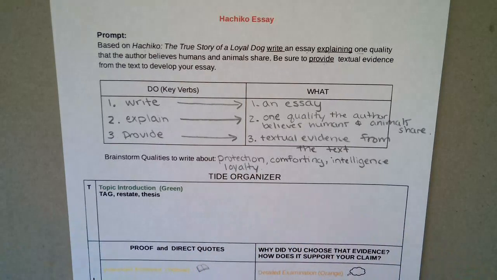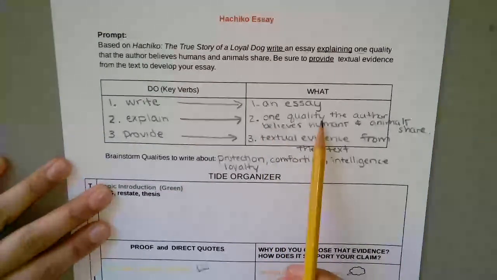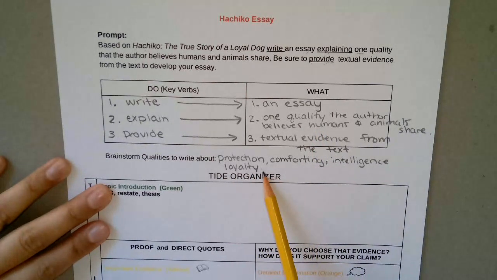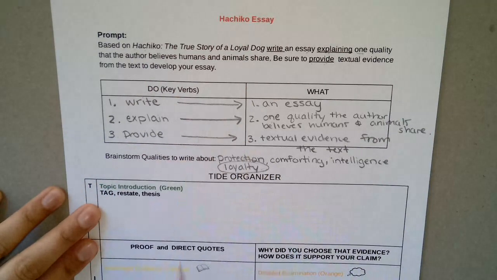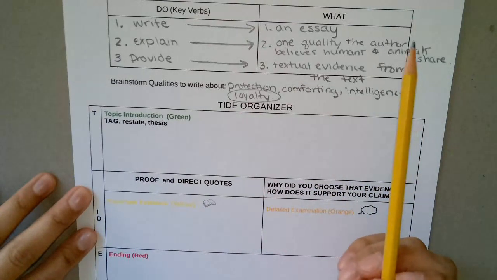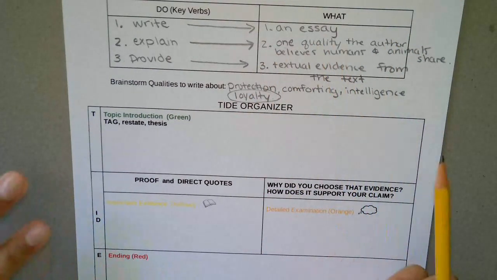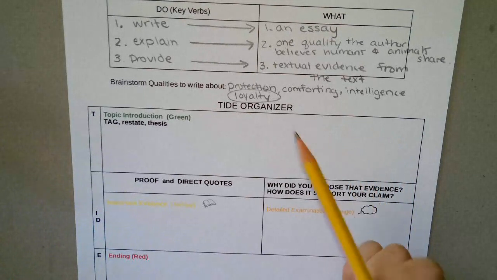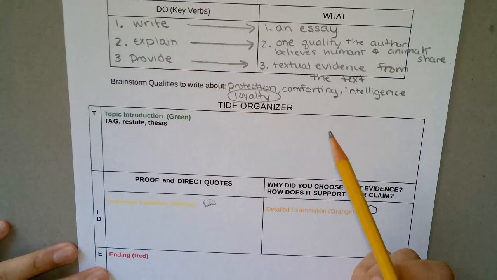Okay, so remember, I'm only going to talk about one quality. So I'm going to pick one of these. I'm going to pick loyalty because I know that dog is definitely loyal to his master. So I'm going to circle that. So that's what my whole short essay is going to be about. How the author believes that both humans and animals share that quality, right? Humans can be loyal, but animals can also be loyal. And that's really shown in this text, how Hachiko goes back to his owner even after his owner is gone.